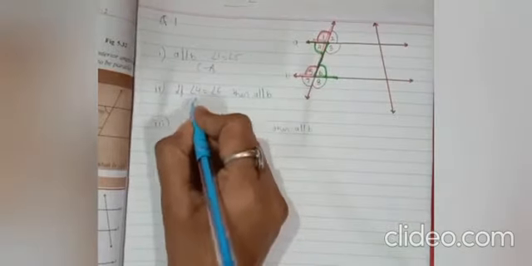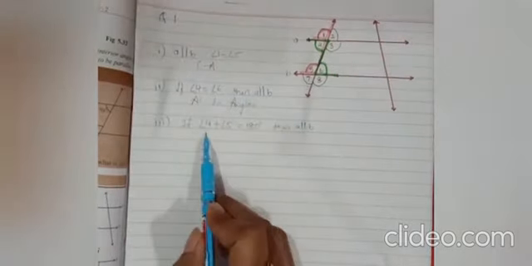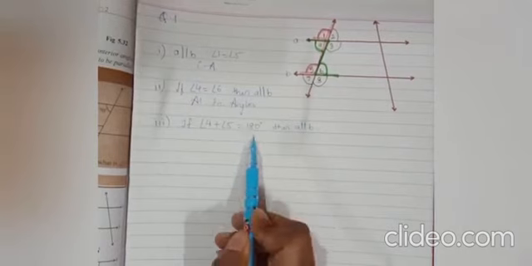Now Z is for alternate pair of angles, and as 4 and 6 are inside the parallel lines, so they are alternate interior angles. Okay, so here which property is used? It is alternate interior angle property. Next, angle 4 plus angle 5 is equal to 180 degree.